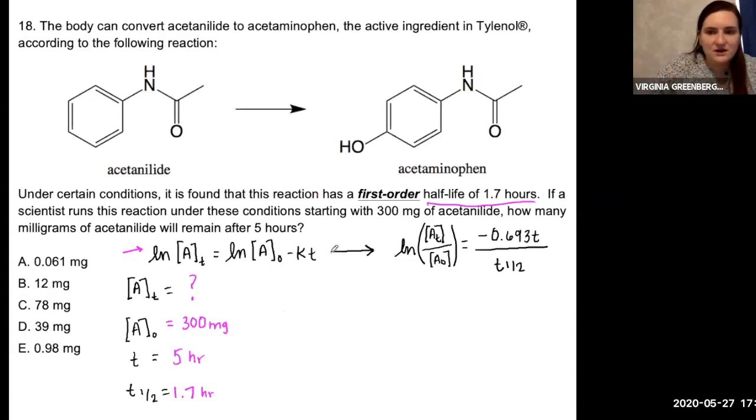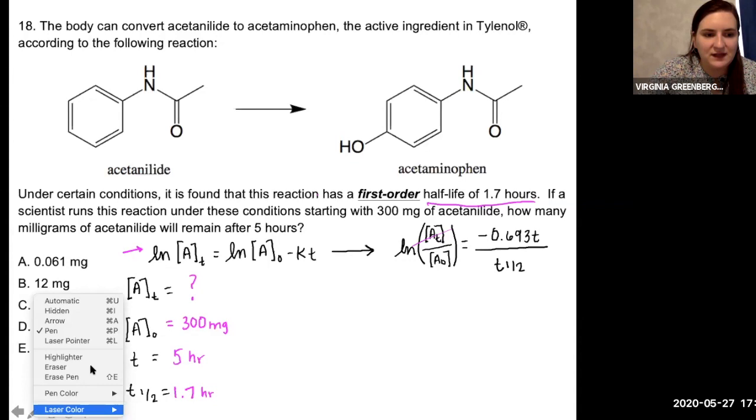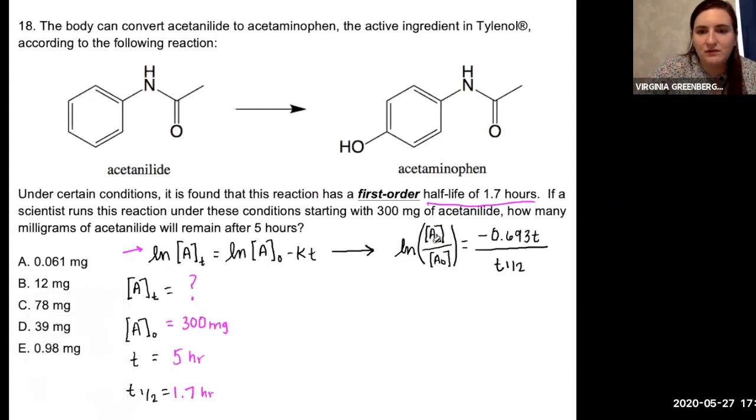You'll notice that I also wrote this other version of the first order integrated rate law equation. This version just helps us avoid having to find k. Both are fine. They're equal. It's just nice sometimes to skip the conversion. And this just comes from doing some substitution with the first order half-life equation. So if you prefer to solve for k and use the original integrated rate law, that's totally fine. Both work.